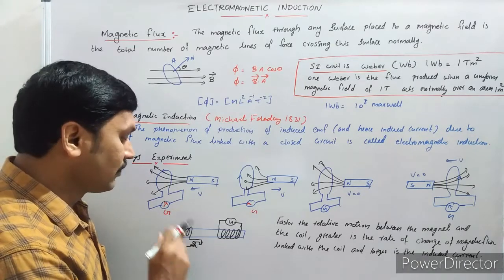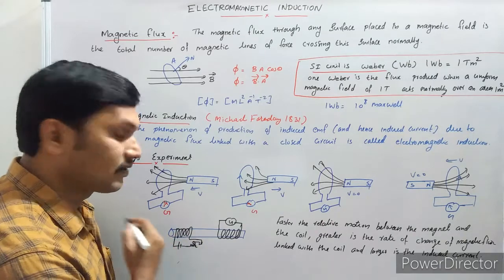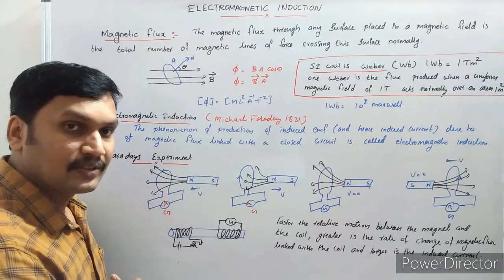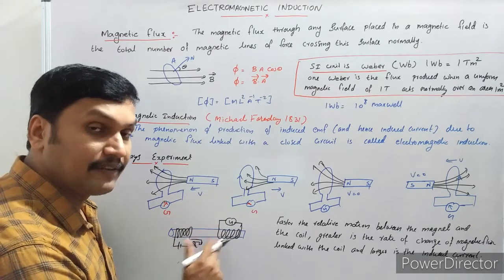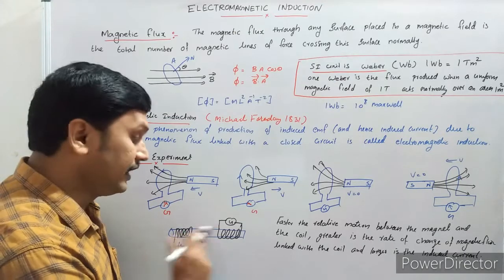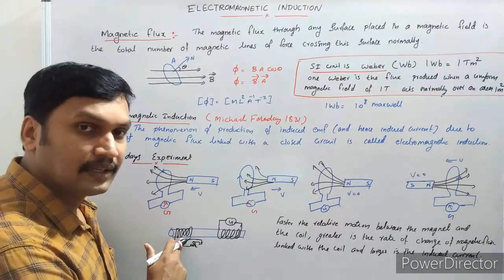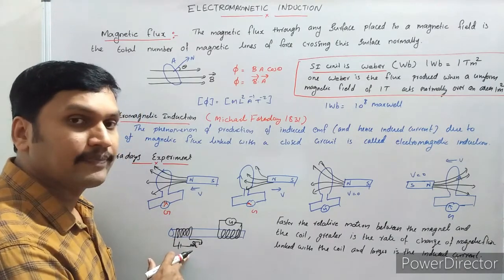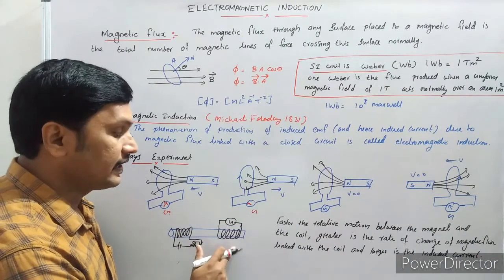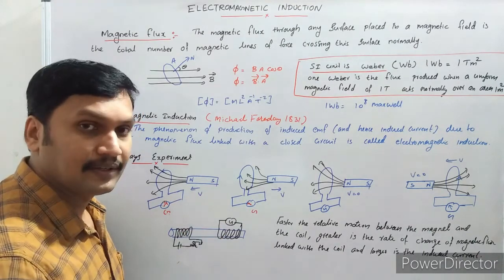Here, when you are closing, what is actually happening is that current is passing through this primary coil, and it produces a magnetic field. So the neighboring coil, that is the secondary coil, is in a varying magnetic field, because initially there is no magnetic field for this coil. When current is passing through the primary coil, a magnetic field is developed and the secondary coil is in a varying magnetic field. That's why there is a deflection.